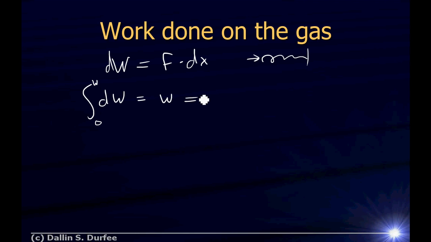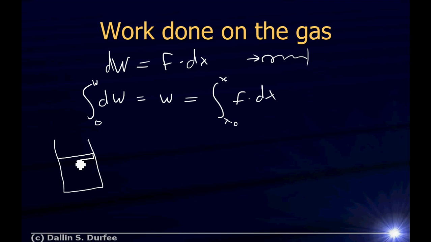That gives me work. Well, that's just the integral. I integrate both sides of F dx. If I'm integrating work from no work done to all the work done, I'm going to integrate from where I started to where I ended. So that's how I find work. It's force times distance. Well, let's look at a gas. So imagine I have a gas and I have a little piston here. And I'm pushing down on the piston to do work on the gas.